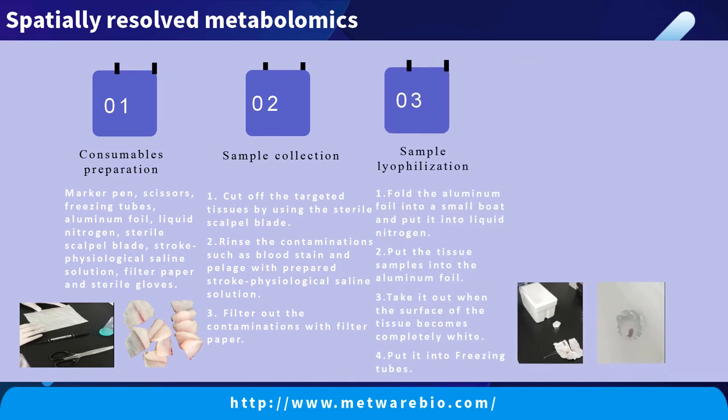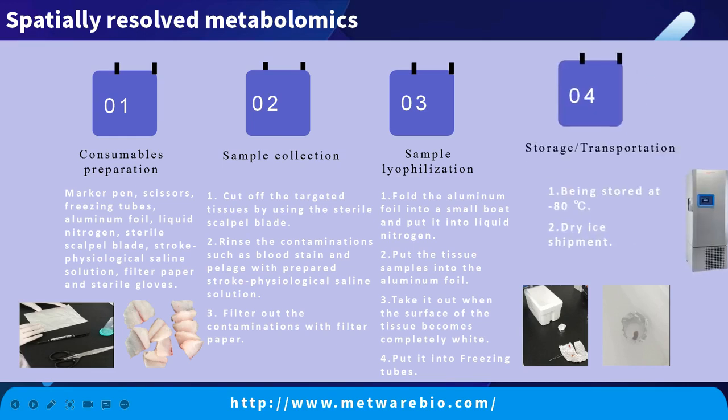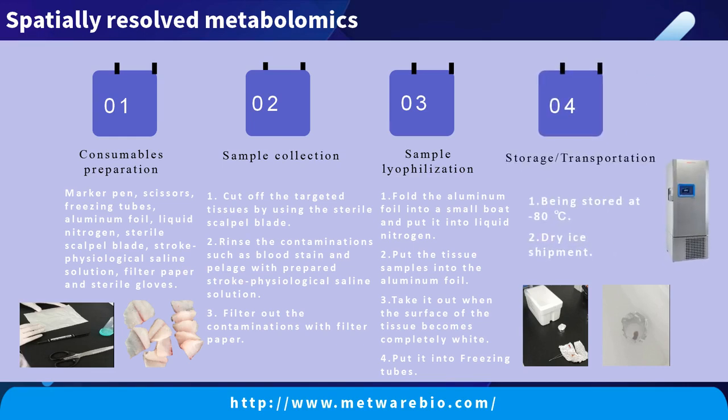Third, place the liquid nitrogen in a foam box and fold the aluminum foil into a small boat, floating on liquid nitrogen. Place the sample in the tinfoil until its surface turns completely white. Then put the tinfoil into freezing tubes. Fourth, storage and transportation. You'd better store the processed samples at -80 degrees. Dry ice is generally recommended for transportation.